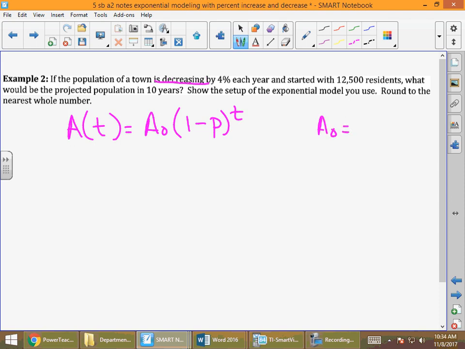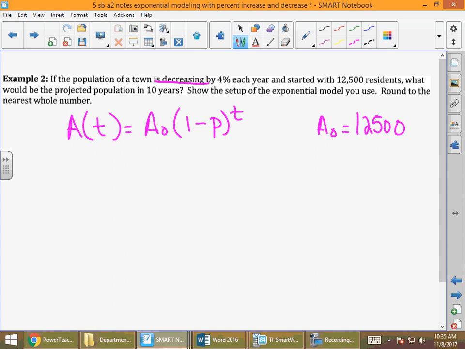Our original amount, 12,500 residents. It's decreasing by 4% each year. And we want to figure out the projected population in 10 years. We're going to round to the nearest whole number because we don't have partial people.